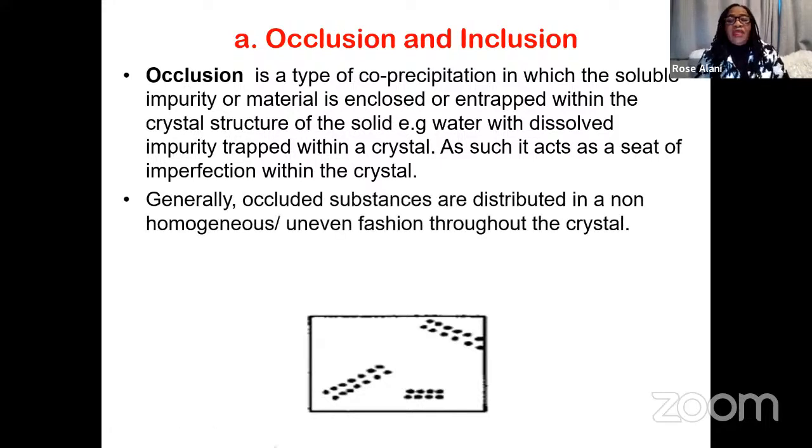So generally, occluded substances are distributed in a non-homogeneous or uneven fashion throughout the crystal. You can even see the crystal, how it is. It's not homogeneously distributed, it's just in an uneven fashion. That is how you see the occluded substances inside the crystal of the precipitate that we're looking for.